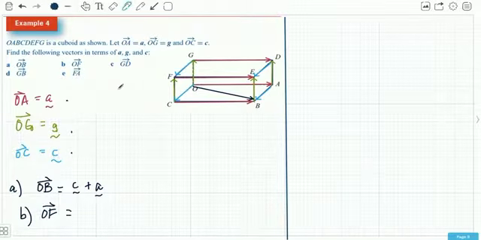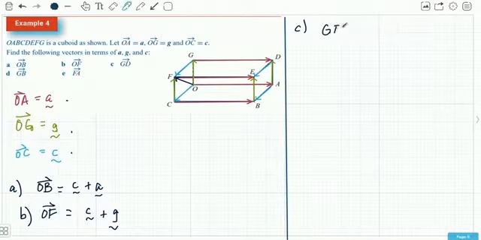Next one is O to F. So again, I'll just get rid of this one. We've got a vector going from O to F. Having a look at constructing it, you can see we'd have to go along OC, which is the blue one, and we're going in the correct direction. We always add head to tail, and then go up CF, so that's G. C plus G.